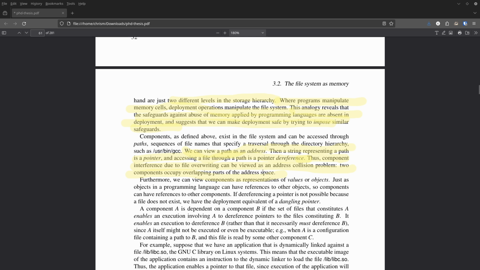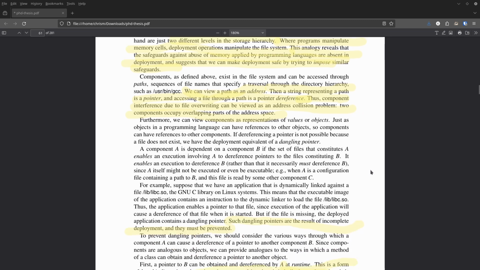Component interference due to file overwriting can be viewed as an address collision problem. Two components occupy overlapping parts of the address space. All right, this is making sense to me. I don't know about you guys, but yeah, makes sense to me.